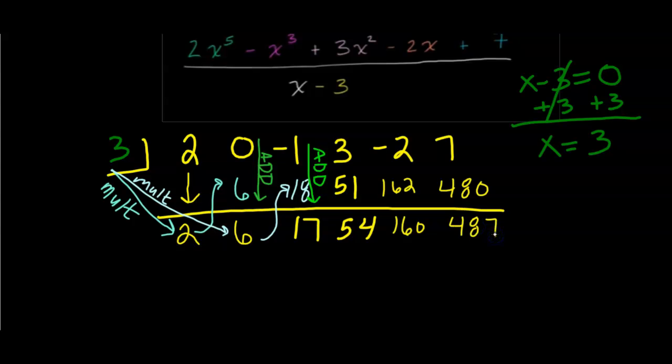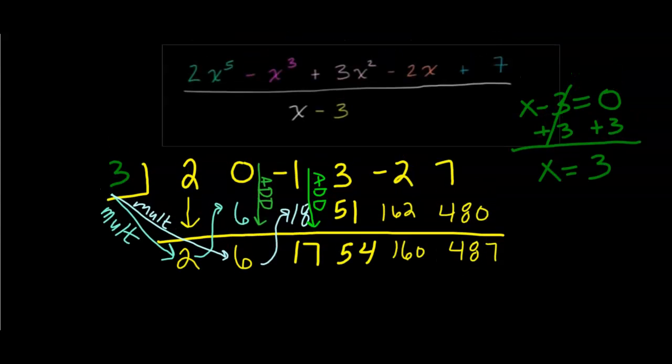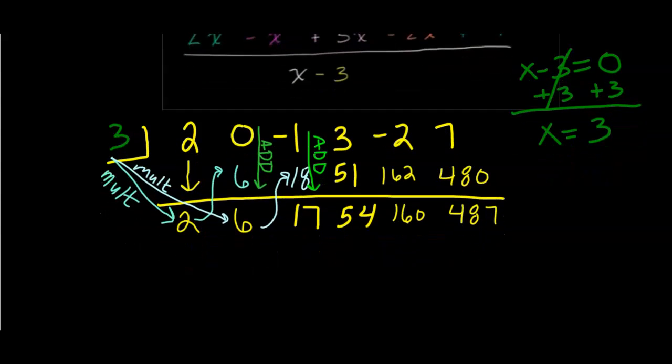Okay, so this bottom row, these are going to be all the new coefficients of your quotient. So we started with a 5th degree polynomial here, and we divide it by a 1st degree polynomial, that's going to give us a 4th degree polynomial. So your polynomial here, this is what we call a depressed polynomial, because it's depressed down by 1 power. So this is going to start 1 power lower than you started.